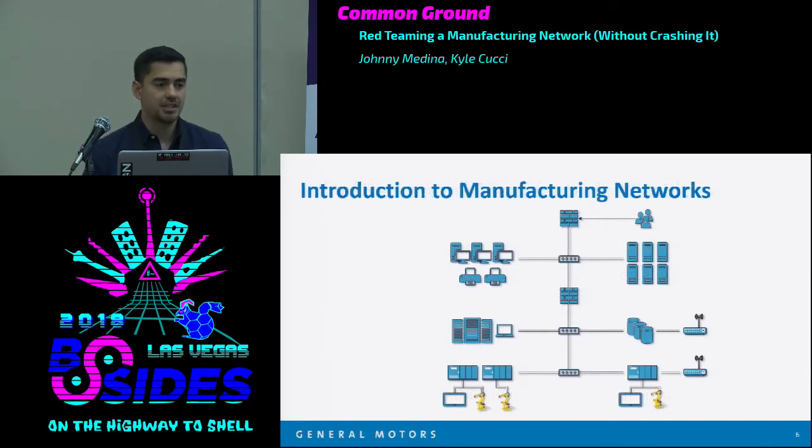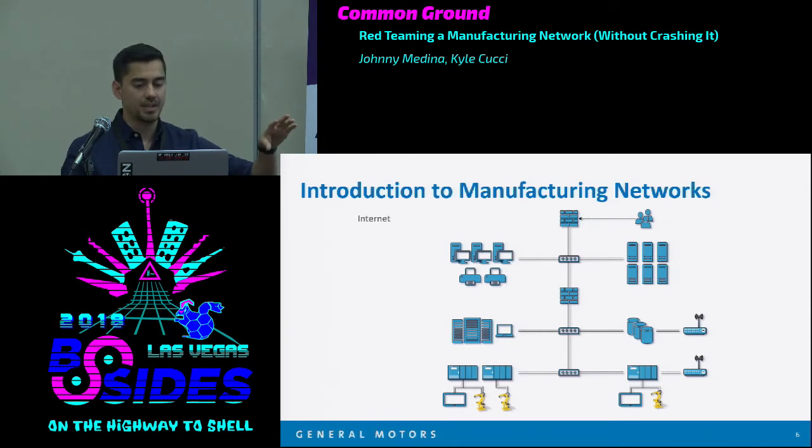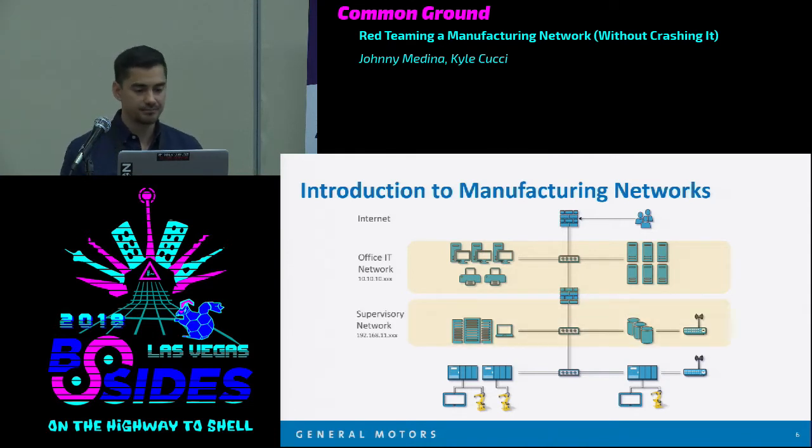Quick introduction into manufacturing networks. So the top layer we have here is the internet, right? Everybody's familiar with that. We've got some users on the outside, a firewall coming into the network. The next layer we have here is the office IT network. That's going to look like any other organization's network. You know, you have printers maybe, you have normal servers, clients, people are doing work in the office. This is the network in which they reside.